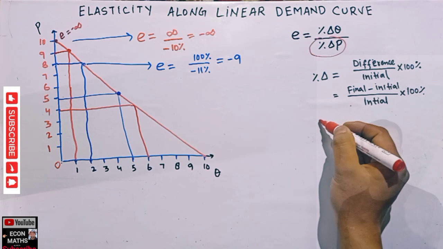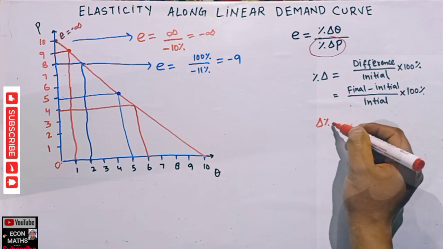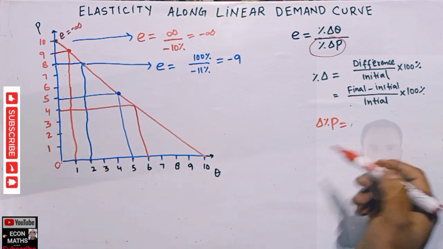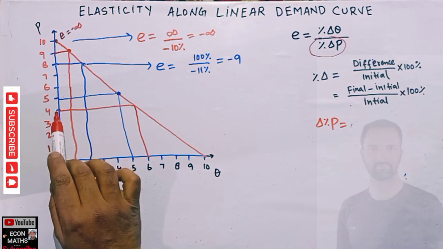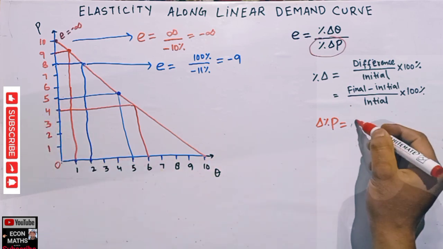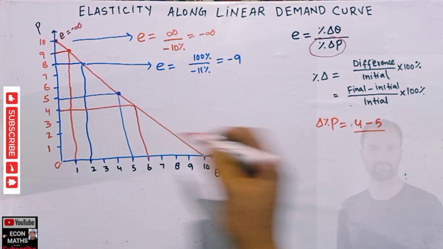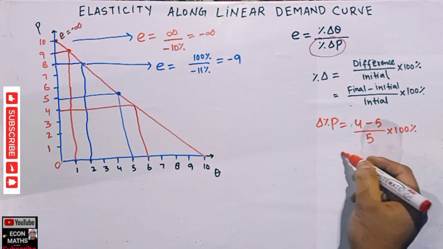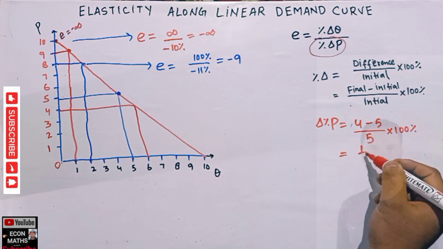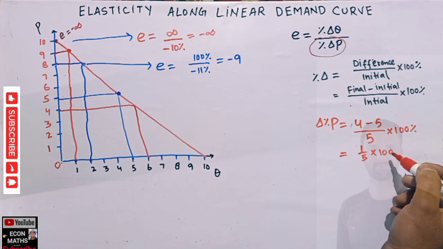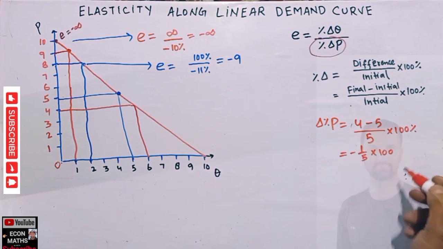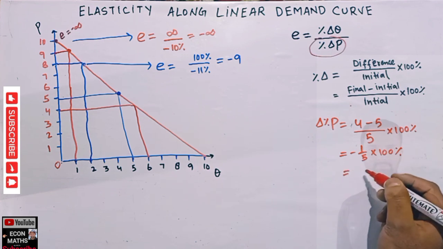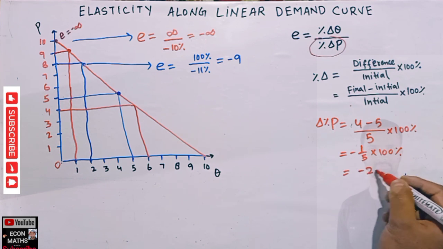So percentage change in price is equal to, so price decreases from 5 to 4. That means we have this initial point, this is final point. That means 4 minus 5 upon initial point, which is 5, to this we multiply 100%. This comes out to be minus 1 upon 5 into 100%, which is 5 into 20. So we get minus 20%.